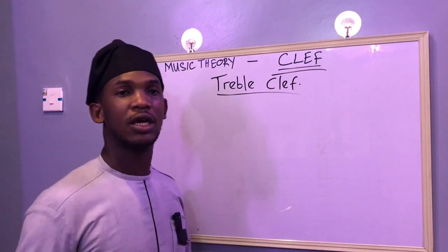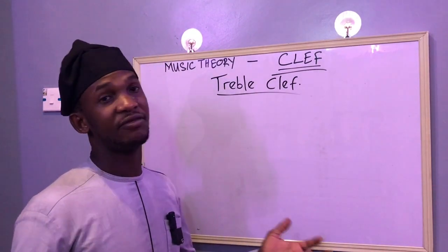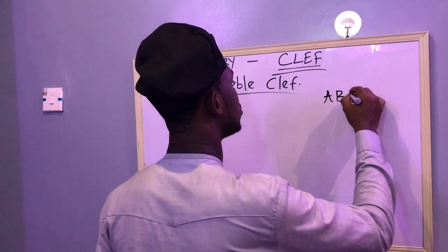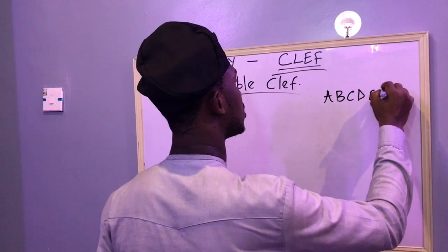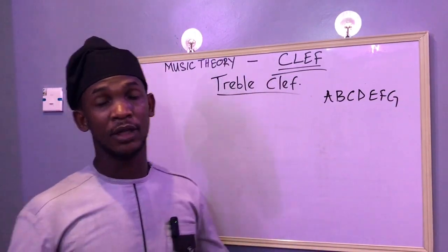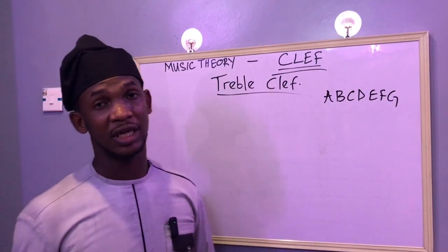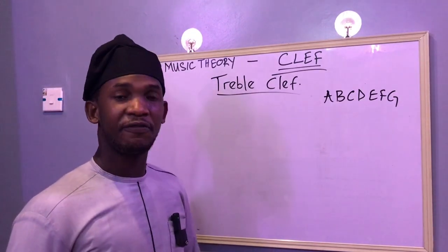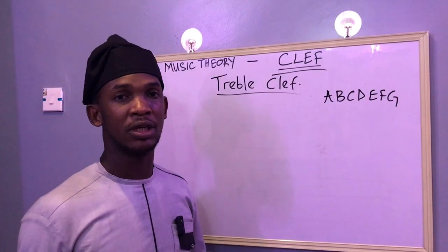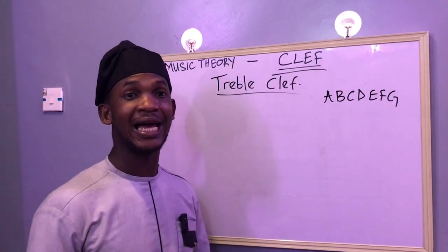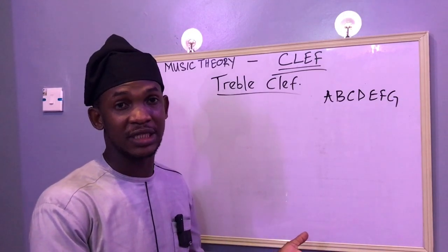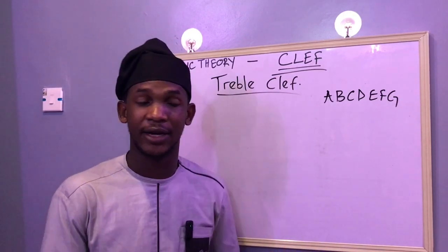As you know, in music we use the alphabet A to G. A, B, C, D, E, F, G. The function of the clef is typically a musical symbol that gives a letter name to a line of the staff. Remember, we treated the staff in the last class, so if you haven't seen that, please go back to the last class and check it out.